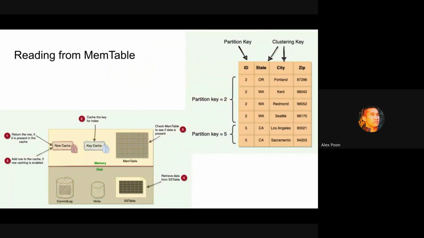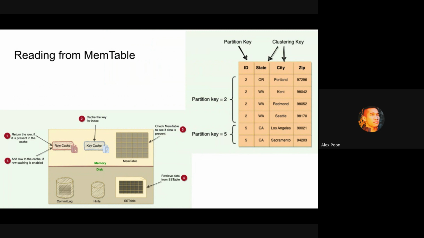Reading from a mem table. As we know, the data is stored by the partition key and the clustering columns. Let's take an example. Here we have two partitions of a table with the partition keys 2 and 5. The clustering columns are the state and city names. When a read request comes in, the node performs a binary search on the partition key to find the required partition and then returns the row.